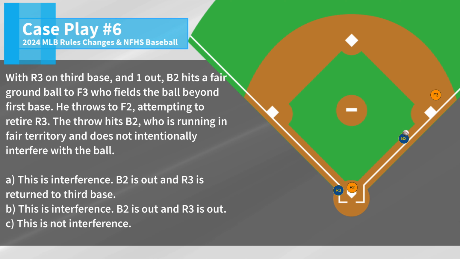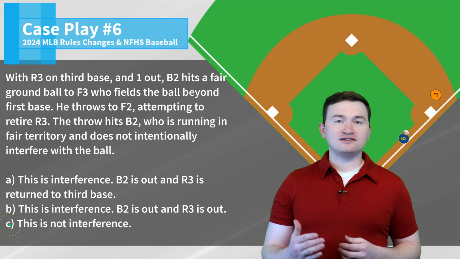The throw hits B2, who is running in fair territory and does not intentionally interfere with the ball. Is this A, this is interference, B2 is out, and R3 is returned to third base? B, this is interference, B2 is out, and R3 is out? Or C, this is not interference? The correct answer here is C.